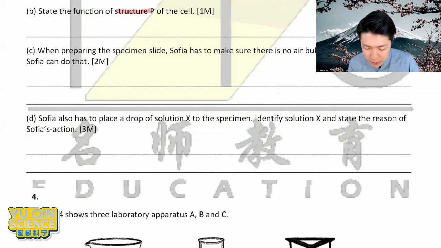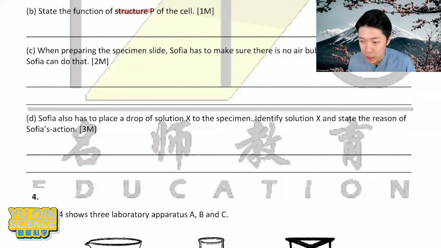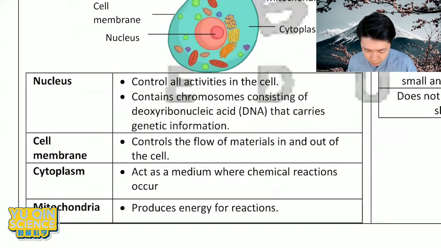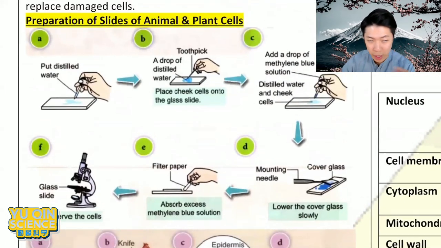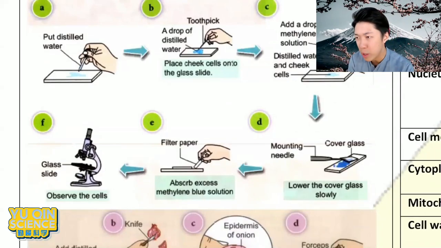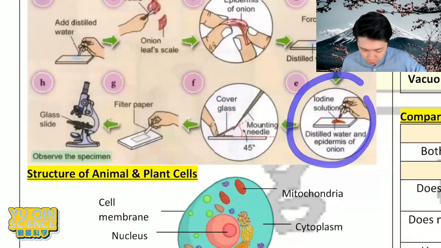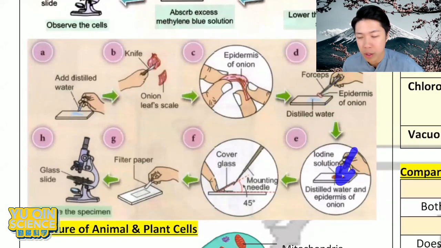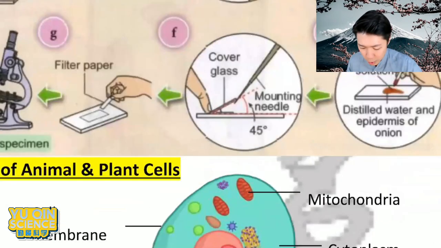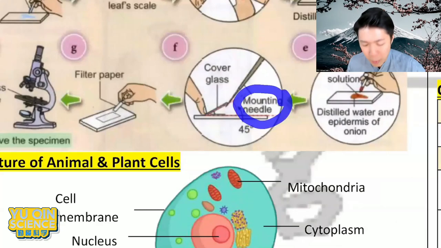When preparing specimen slides, Sophia has to make sure there's no air bubble trapped. Explain how. You know what this is? This is from here. Whenever we want to observe microorganisms on a slide, there's this step where we want to make sure there's no air bubble trapped, which is here, number D. No matter animal cell or plant cell, we do the same thing. After we put on the cells and we drip the iodine or the methylene blue, whatever, we have to place the cover slip down slowly, at 45 degrees with a mounting needle.